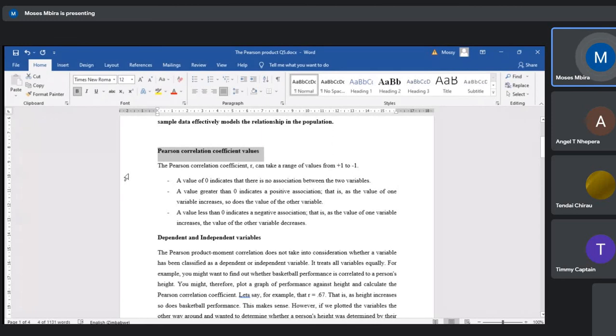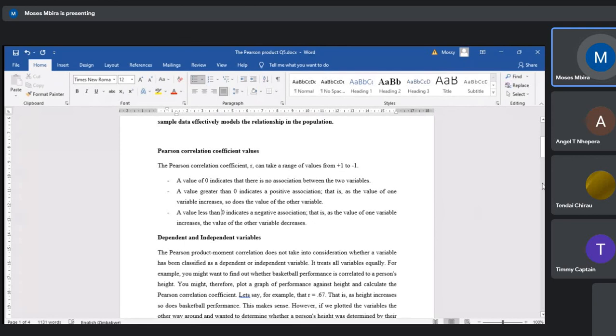The Pearson correlation coefficient r can take a range of values from +1 to -1. A value of 0 indicates that there is no association between the two variables. A value greater than 0 indicates a positive association, that is, as the value of one variable increases, so does the value of the other variable. A value less than 0 indicates a negative association. I think probably someone explained these terms before.